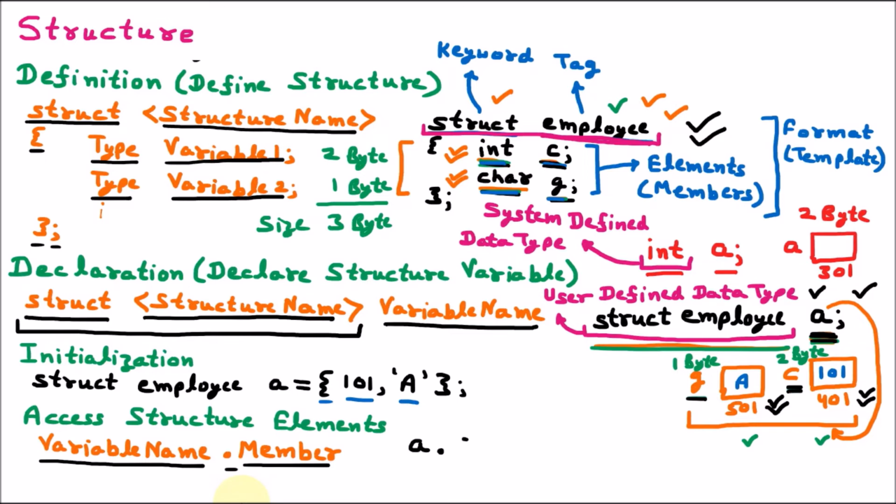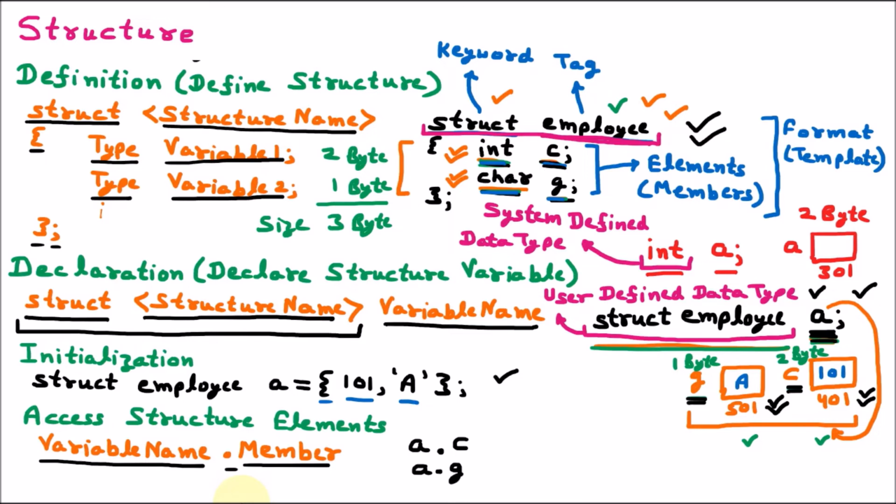So A dot C. To access the first member, we are saying A dot C. To access the second member, we can say A dot G. So we are writing here A dot G. This is how we can access the members of a structure. If you want to initialize them, just like we have initialized before, that is perfectly possible.